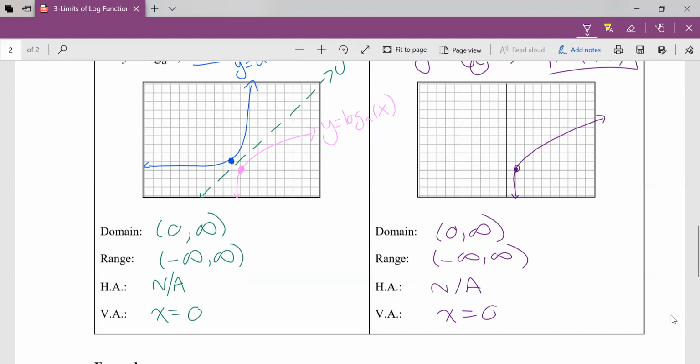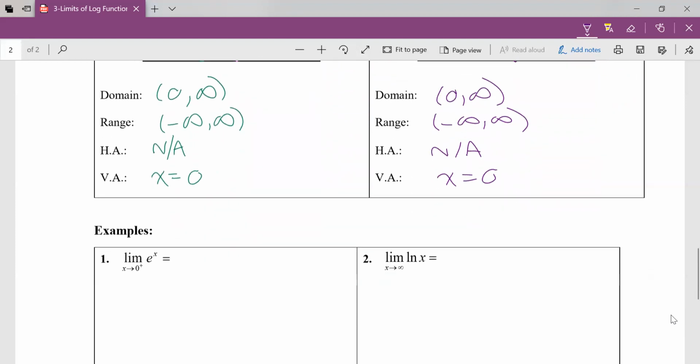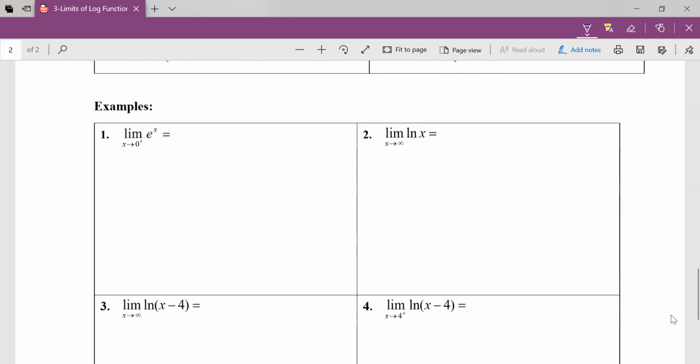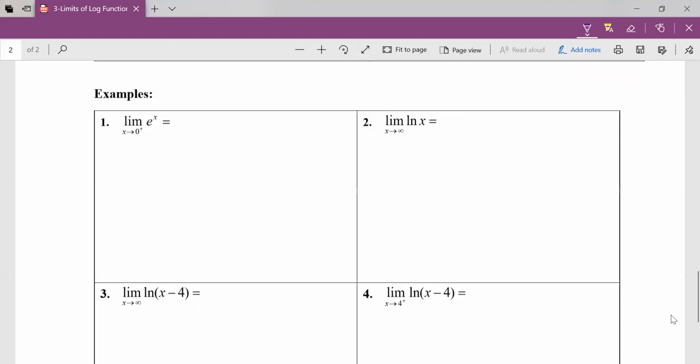Okay, let's do some limits. Now that we know what the graphs look like, let's do some limits. My very first one, I've got e to the x. I'm trying to get this in here so that you remember what this looks like. So e to the x. e, I just told you, is Euler's number, 2.718281828459045, yada, yada, yada. As an exponential, the base is bigger than 1, so it's increasing.